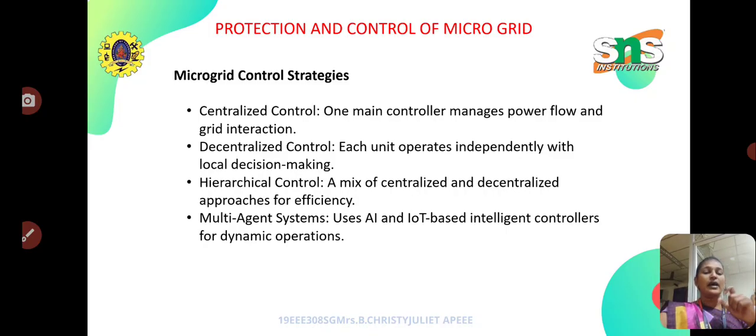And we also have hierarchical control, because in order to respond to any fault or any condition which is of utmost priority, the microgrid has to respond and take decisions based on the priority. So it is a combination of centralized and decentralized approaches for efficiency. And we also have a multi-agent system control strategy, which uses AI techniques, artificial intelligence, and IoT-based intelligent controllers for dynamic operations.